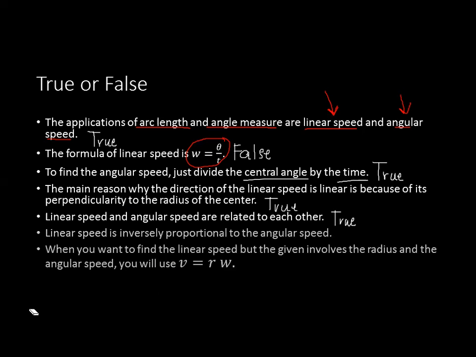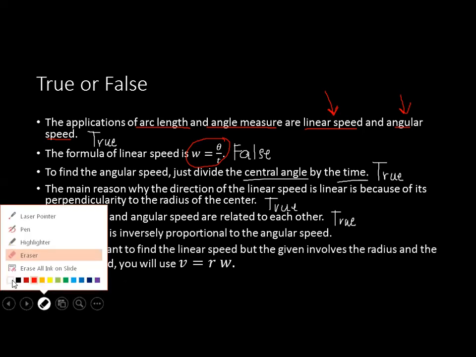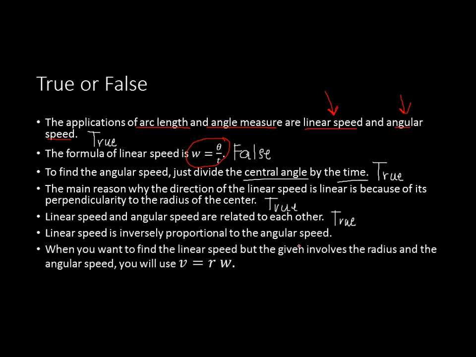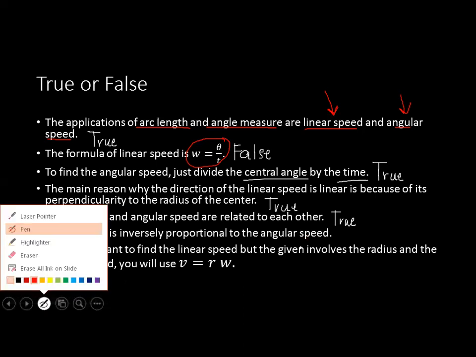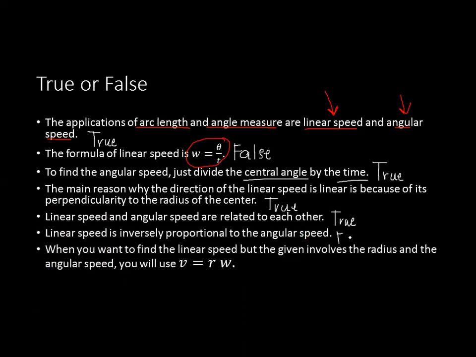Next. Let's answer this one by one. Linear speed is inversely proportional to the angular speed. The answer is false. Why is it false? When we say inversely proportional, you're implying that if linear speed increases, or it goes faster, then the angular speed decreases, or it goes slower, which is wrong, by the way.